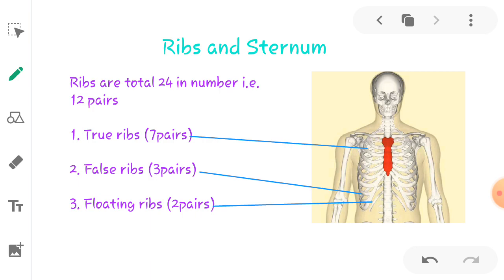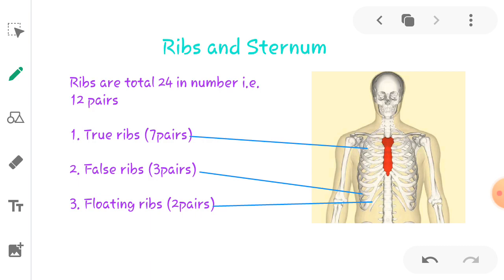Moving further, we have false ribs. The reason they are known as false ribs, they start from backbone, but they do not join directly to the sternum in the front. The false ribs, when they move forward, they join with the last true rib. So they are known as false ribs, and there are total 3 pairs.